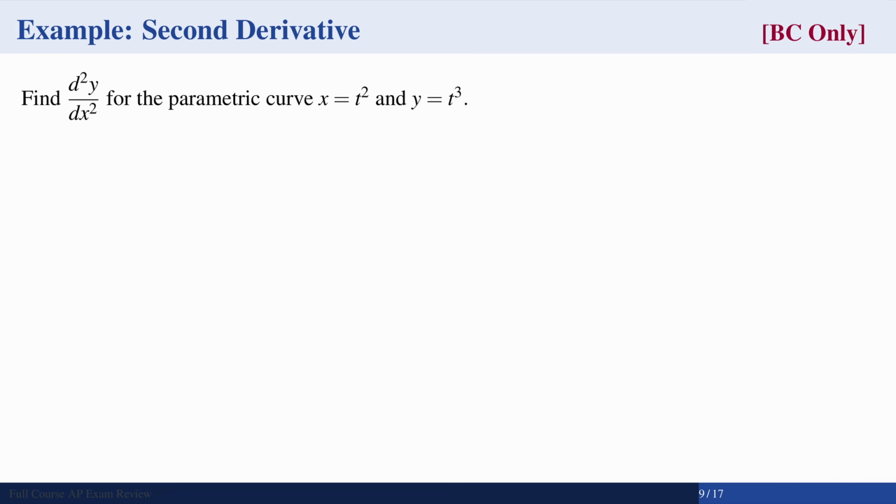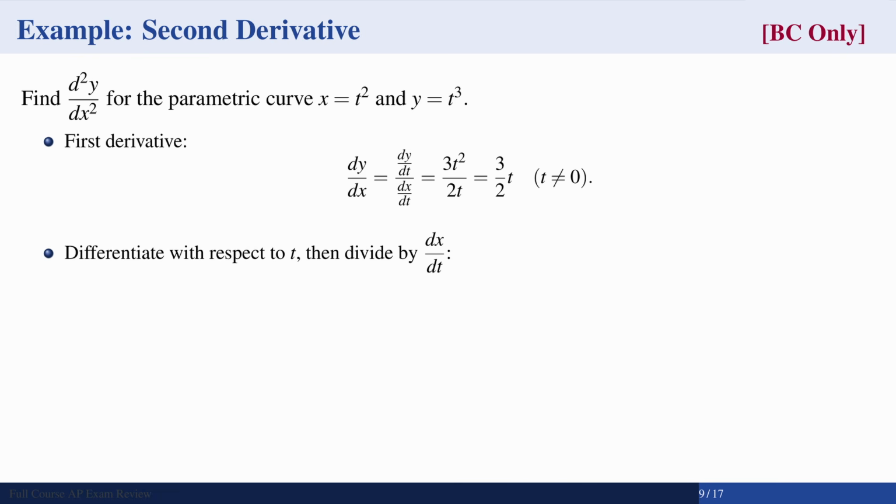So if we want to find the second derivative for the parametric curve x equals t squared and y equals t cubed, step 1, we need to find the first derivative, which is dy dx. So that'll be dy dt over dx dt. dy dt is 3t squared, dx dt is 2t, so we have 3t squared over 2t, which gives us 3 over 2 times t. Now to find the second derivative, we take the derivative of what we just got with respect to t, so that's the derivative with respect to t of 3 over 2 t, which is just 3 over 2, and divide that by dx dt, which is 2t, so we end up with 3 over 2 over 2t, or 3 over 4t. It's just weird, it's not really bad.